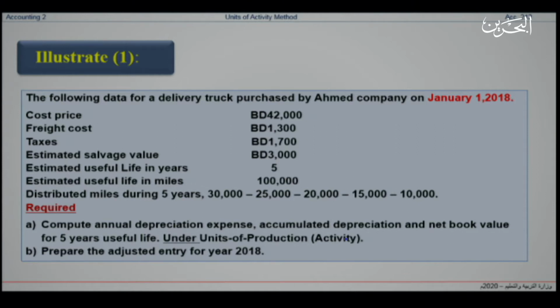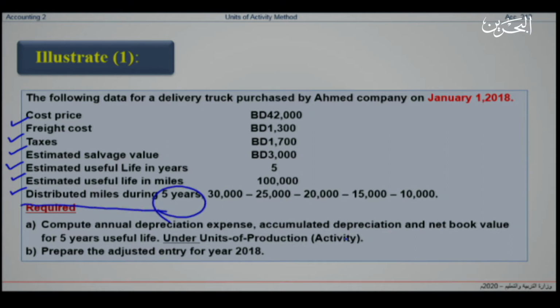Let us explain the unit of activity by this example. The following data is for a delivery truck purchased by Ahmed Company on January 1st, 2018. Here we have the cost price, the freight cost, the tax, the estimated salvage value, estimated useful life in years, and estimated useful life in miles, and also the distributed miles during the 5 years.